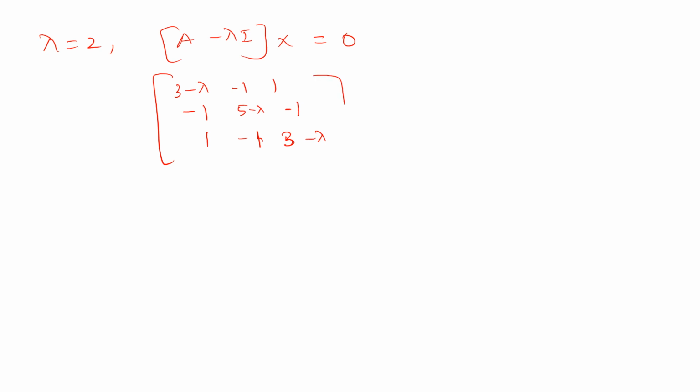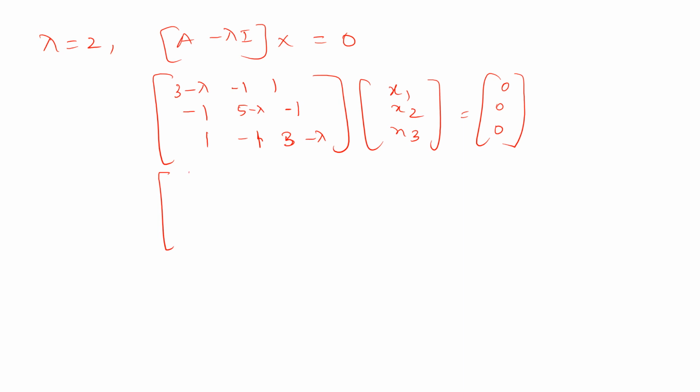When lambda equal to 2, (A minus lambda I) into x is equal to 0. A minus lambda I is 3 minus lambda, minus 1, 1; minus 1, 5 minus lambda, minus 1; 1, minus 1, 3 minus lambda, into some arbitrary vector x1 x2 x3, which is equal to 0 0 0.